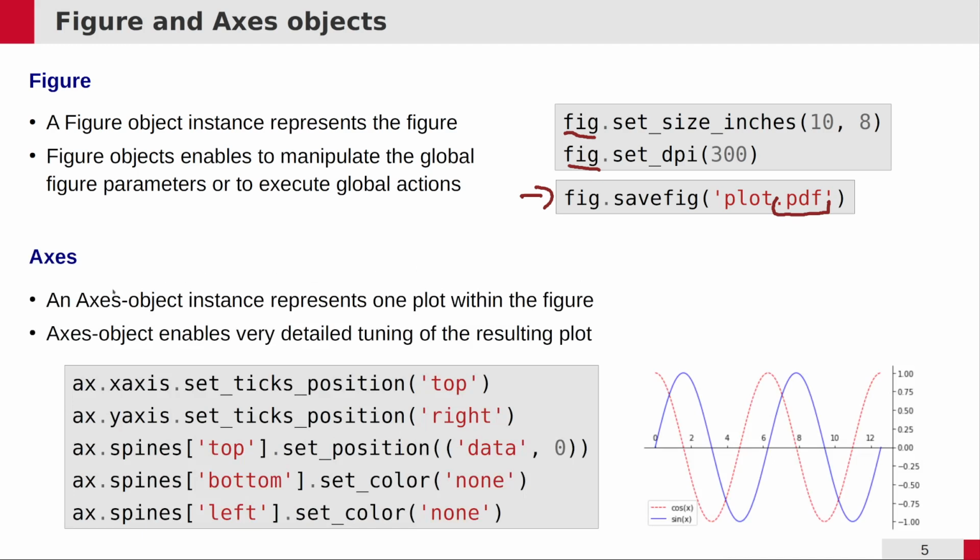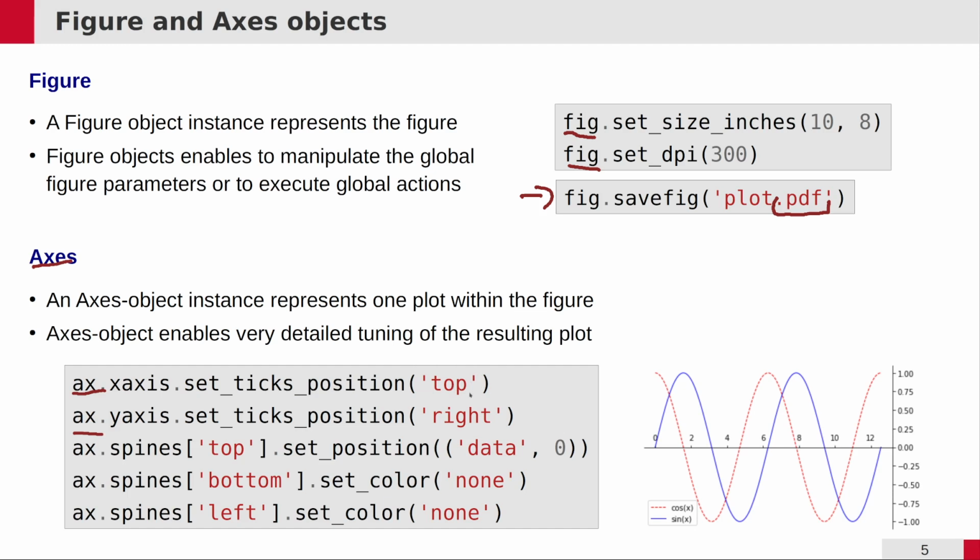And then we have the axis object, and one axis object always represents one plot in the figure. So in the figure which we created, there was only one plot with multiple curves, but only one plot. So we had only one axis object, and the axis object has a lot of different methods where you can manipulate where the various things are plotted.